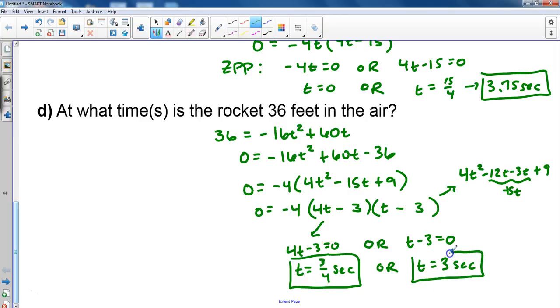So as it's going up, it's going to take 3/4 of a second to go up and reach that height, and as it's coming down, it takes 3 seconds to reach that height.